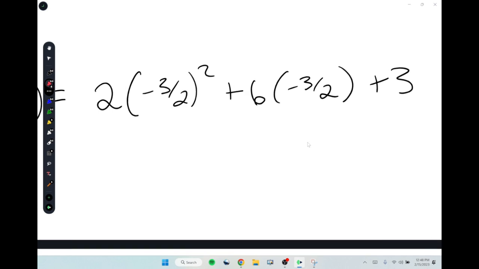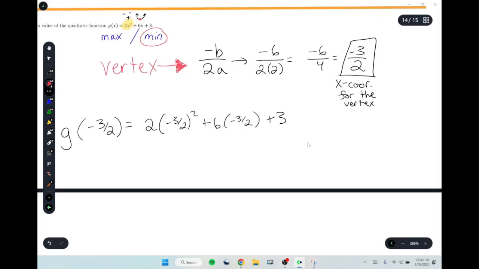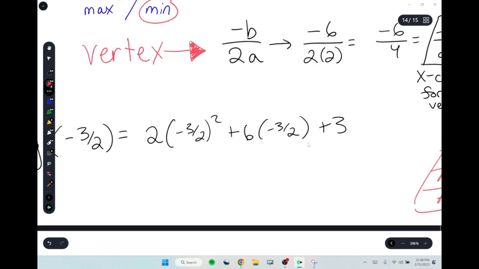PEMDAS tells us to do parentheses first. Can we do anything inside of these parentheses? Nope. Can we do anything inside of these parentheses? Nope. So what comes after parentheses? Oh, crap, PEMDAS is important. Parentheses, check, there was nothing we could do. Exponents, there's only one, and I think we should do it.